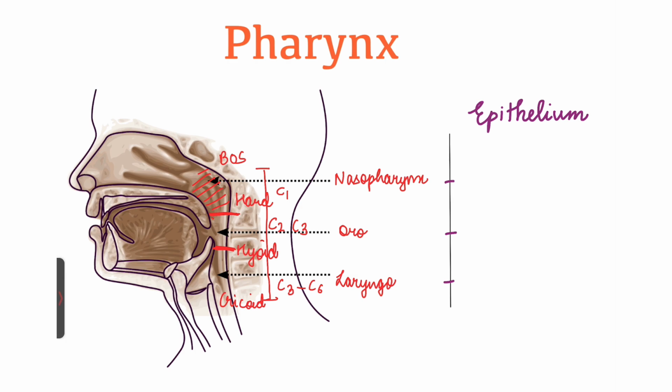The lining epithelium of the nasopharynx is ciliated, columnar, pseudostratified. For oropharynx, it is stratified squamous non-keratinized epithelium. And for the laryngopharynx, it is again stratified squamous non-keratinized epithelium.